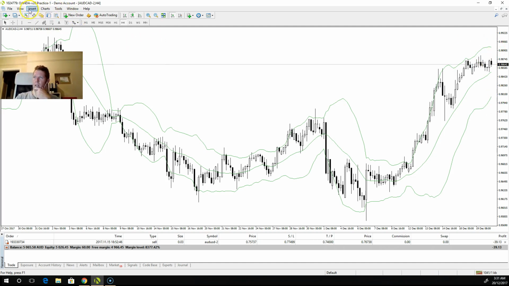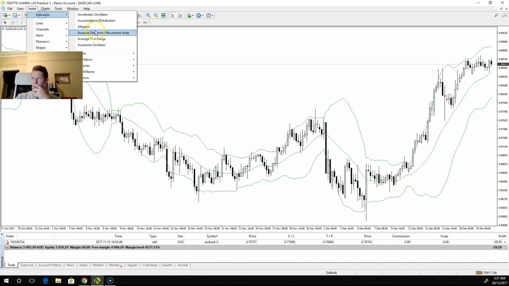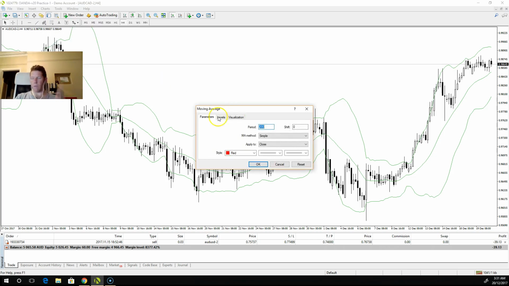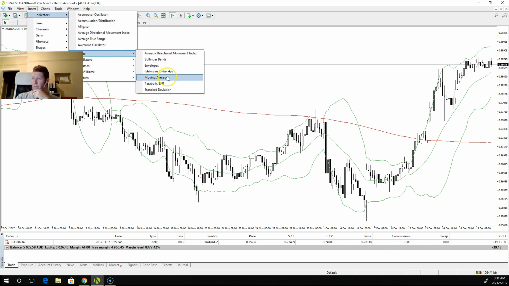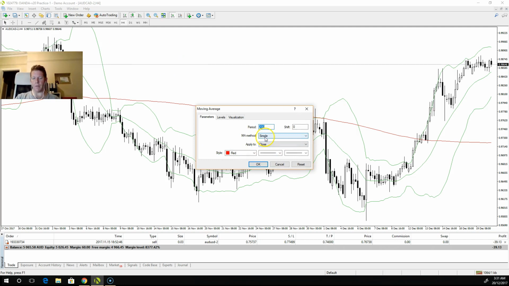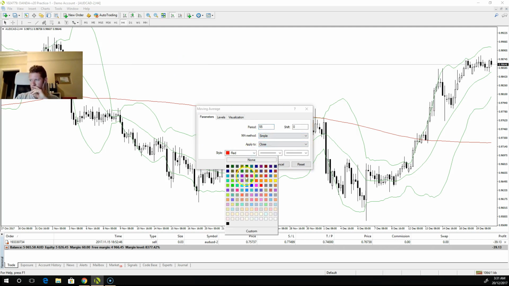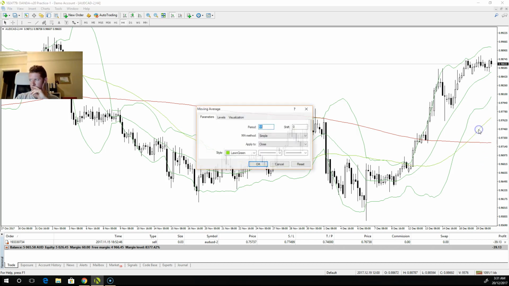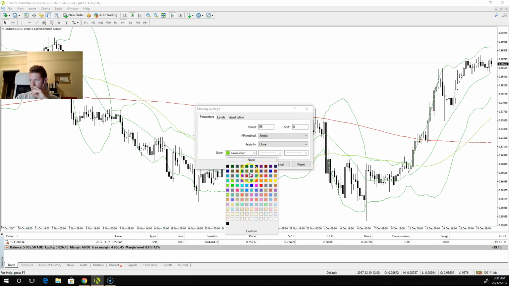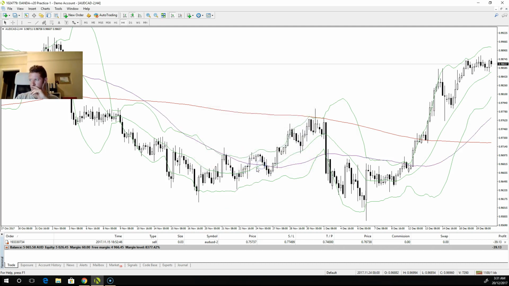I mean, it's not ideal, but now we want a 55-day moving average. Well, 200 in red, that works. And then we want the 55-day over the 200, which I would say it probably will be doing that. 55. What color would be good? What about like a lawn green? Can I even see that? That was a shitty color choice. What about like a purple, dark violet?